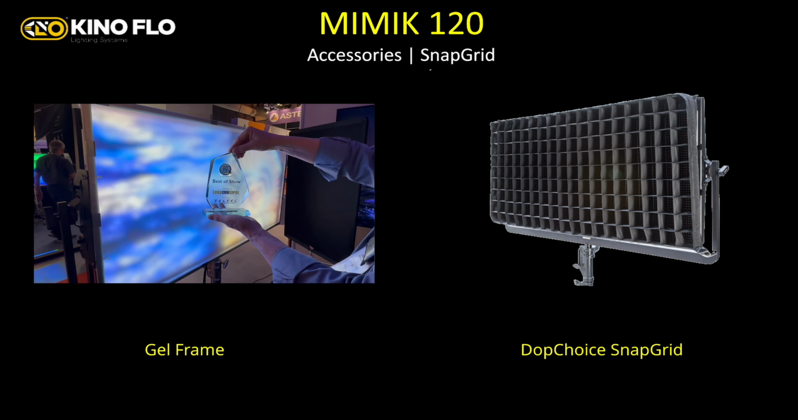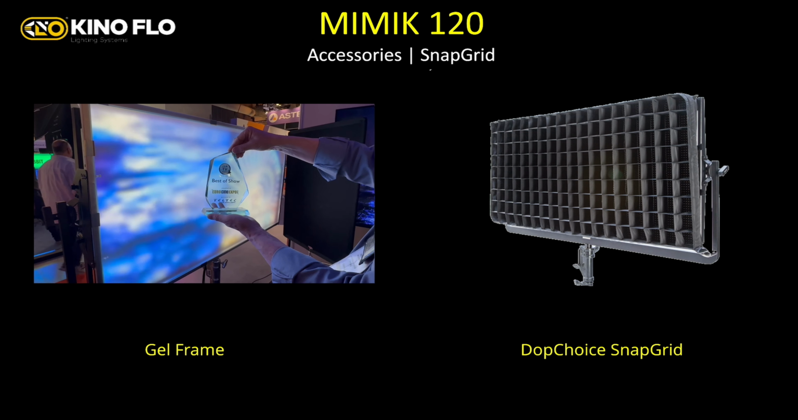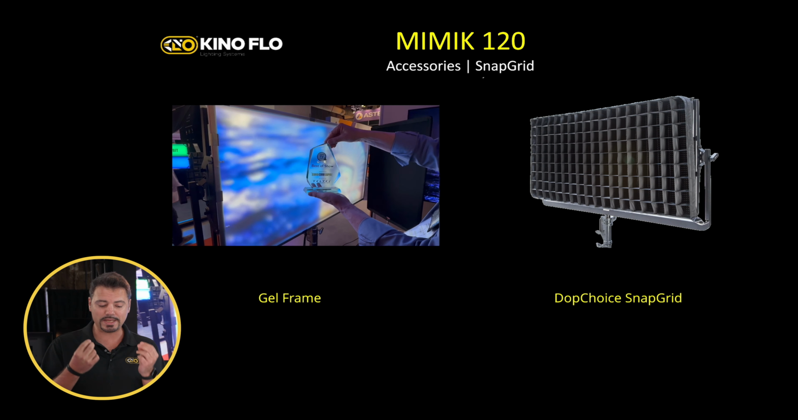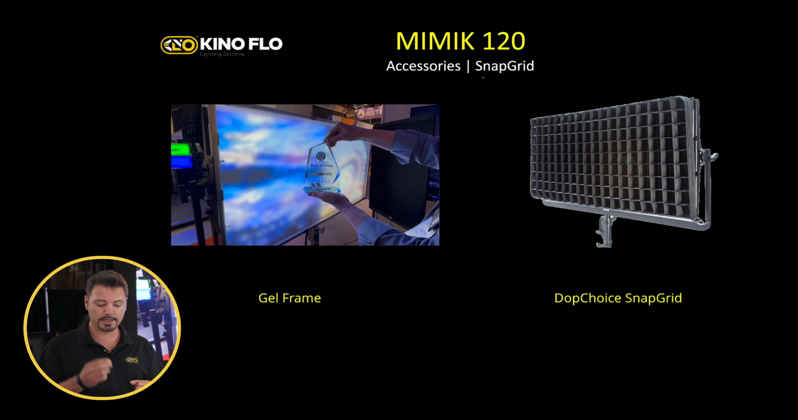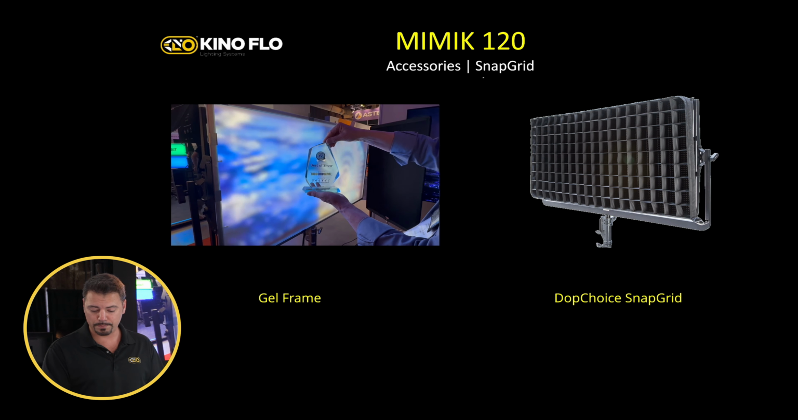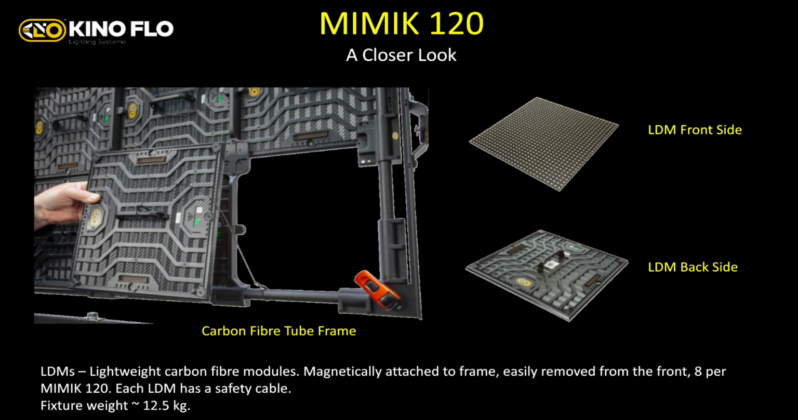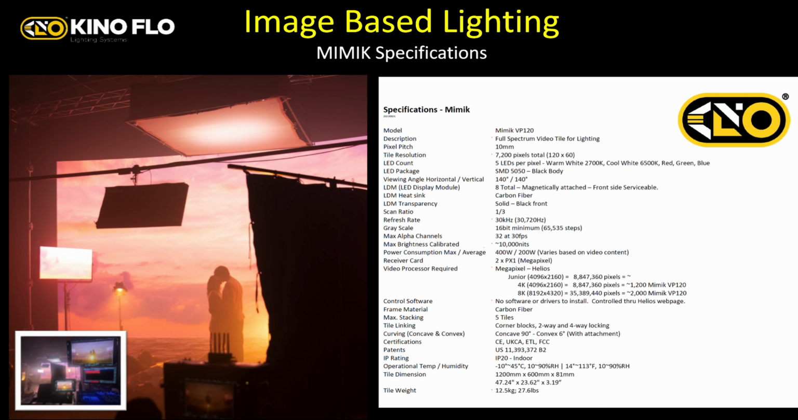Since the MIMIK is a light source, of course, also all the accessories that you would expect for a light source are available, starting with a gel frame, as well as a special gel that keeps the structure but eliminates the individual pixels, as well as a DOP choice snap grid for lighting control. The unit itself is made from carbon fiber, so it's very lightweight, only 12.5 kilogram or roughly 25 pounds. The unit not only comes with Ethernet in and out, but you can also daisy chain power. So in short, yes, it is true.